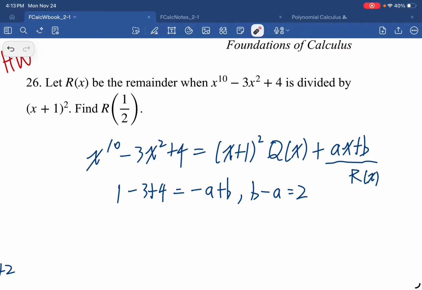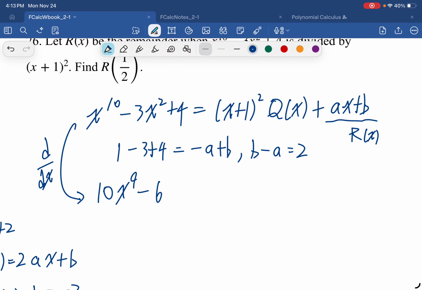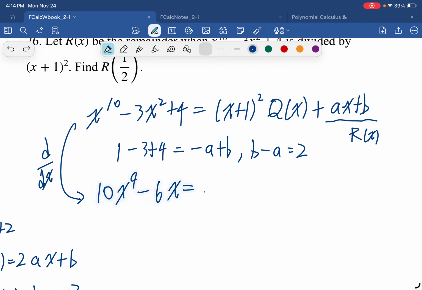So here's where differentiating becomes very, very handy, right? Because this is a polynomial identity, we can plug in any value of x that we'd like. But what we can also do is differentiate both sides with respect to x, right? So 10x to the power of 9 minus 6x, and the constant 4 goes away, which equals, right? This is a product rule scenario, so we're multiplying this and this. So let's use the chain rule to differentiate the first one, and then the derivative is just 1, so we don't need to multiply anything else.